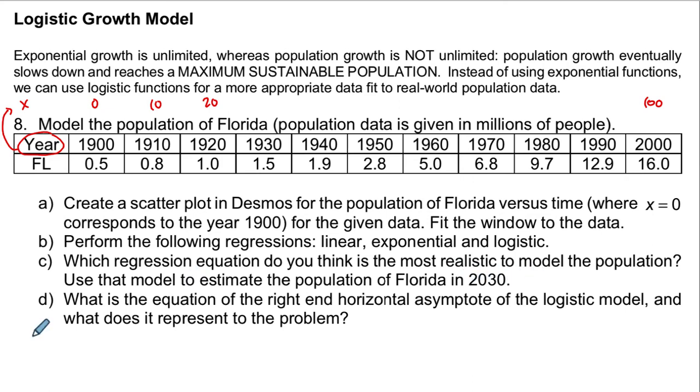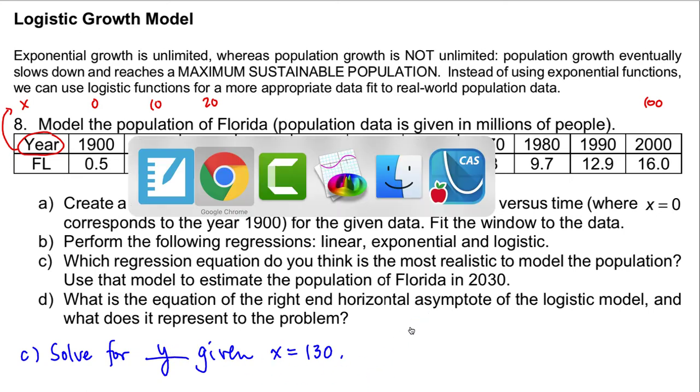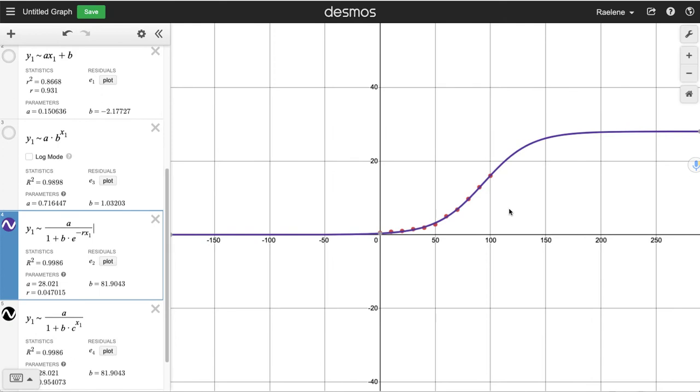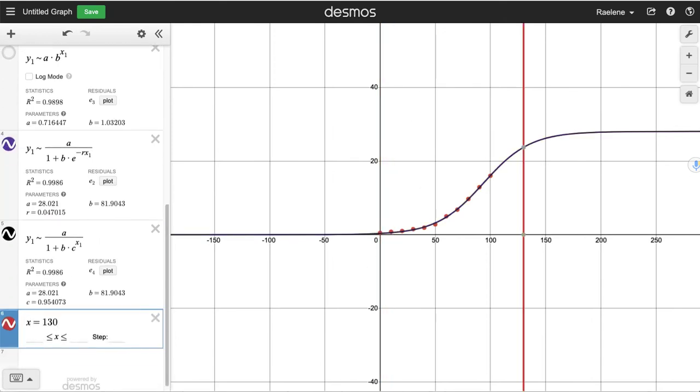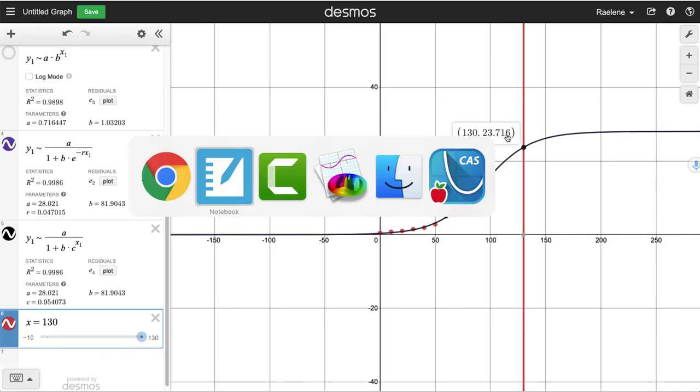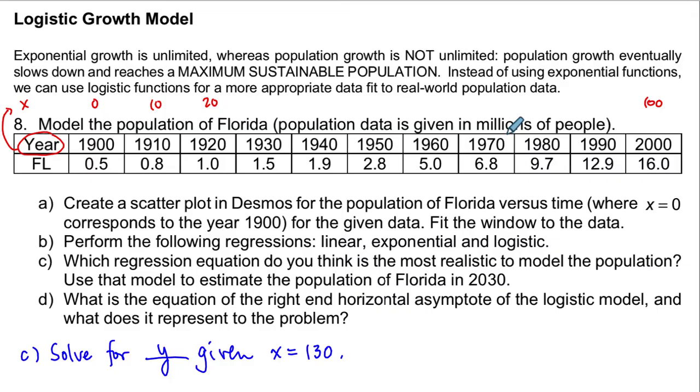This question C is really a version of solve for y given something. We're given the year 2030, which means that x is equal to 130. And so we're solving for y given that x is equal to 130. So we can go back into that curve and look at an intersection, an easy way to do it, of x equal to 130. And if we click on that, we can get that the population is 23.716. But of course that means millions of people.